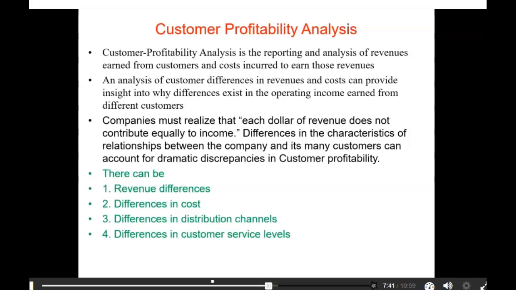We look at the customer and we perform what we call customer profitability analysis. We are going to analyze the revenues earned from each customer and the cost incurred to earn those revenues. Now, the revenues are easy because those are the sales we made to the customer. But the cost incurred is not incurred evenly by each customer. Some customers are much more demanding. Some customers order in very small lots and want frequent deliveries.